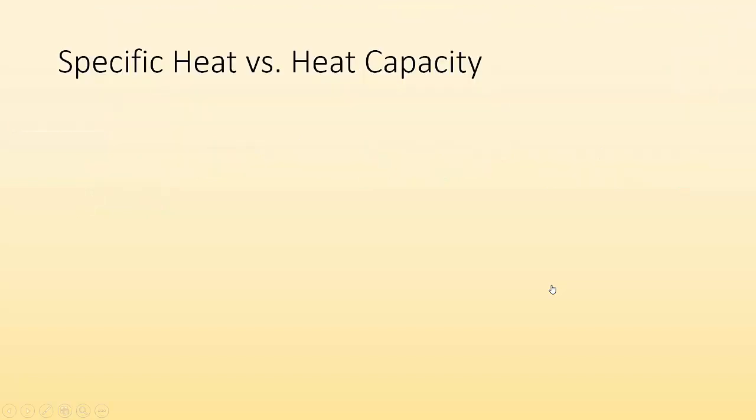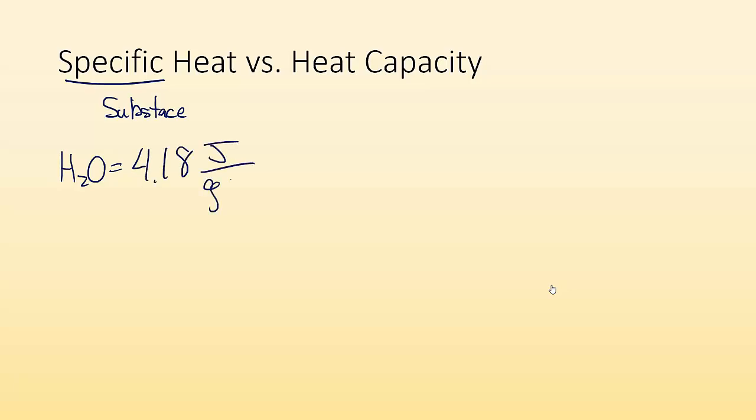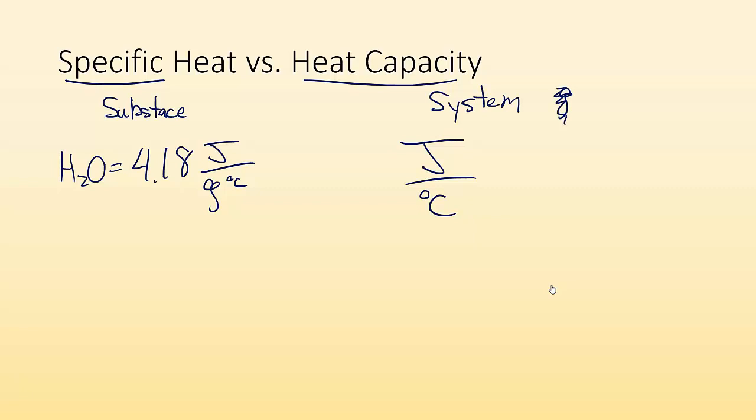Okay, so specific heat versus heat capacity, you might be confused at this point. Remember, specific heat is for a specific substance, right? So it can be like water. What is it for H2O? Well, it's 4.18 joules per gram degree Celsius, whereas heat capacity is for a whole system. You're talking about the system as a whole, and the units on that are just going to be joules per degree Celsius. Because the grams, we're not worried about that because we're looking at the whole system. Okay, so that's the difference between lowercase c and capital C for our abbreviations, using our symbols.